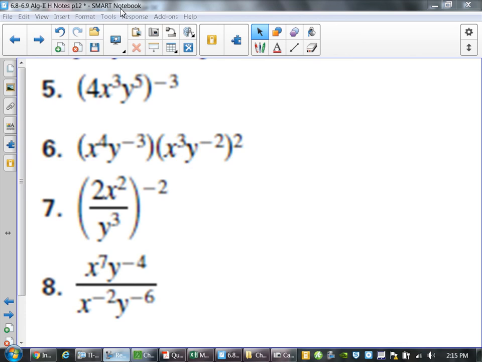Called radicals. And when we work with radicals, we're going to have rational exponents. Rational exponents are fractional exponents. So all these properties still hold true with fractions. You're just going to be adding, subtracting, dividing, multiplying fractions. So all these properties don't change.